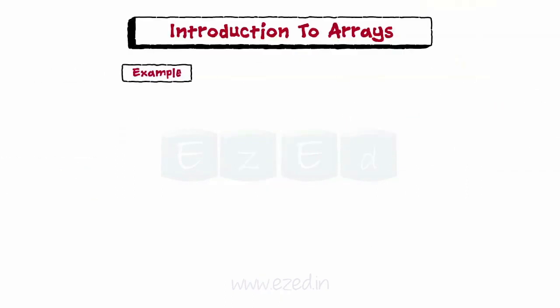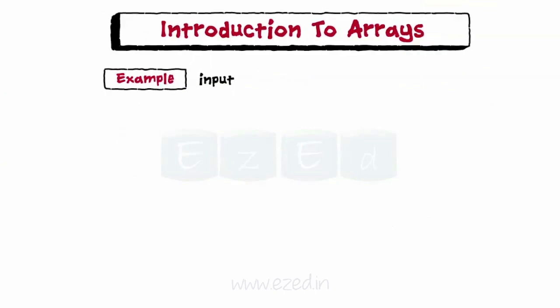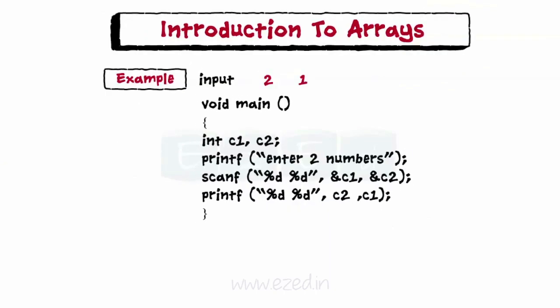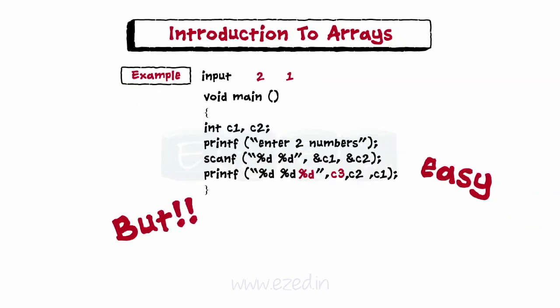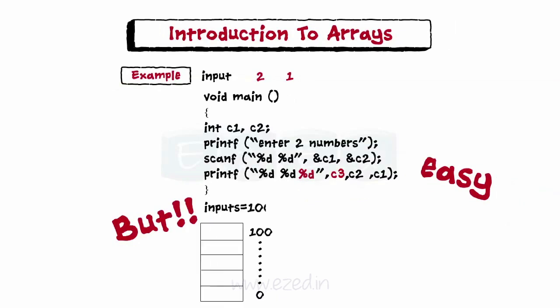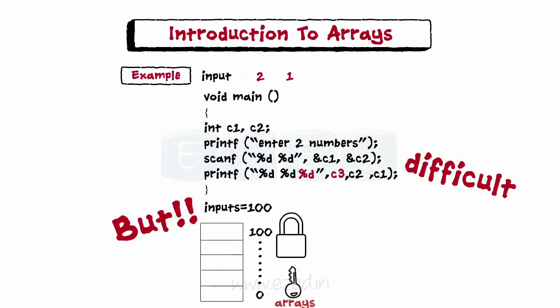Let's take an example where the user will have to print the input in reverse order. The program would be this. If there are 3 values, then the program would be easy. But if the number of inputs is increased to 100, then the program won't be so easy. This problem can be solved using arrays.